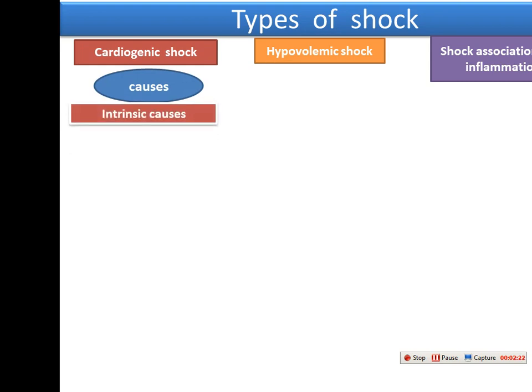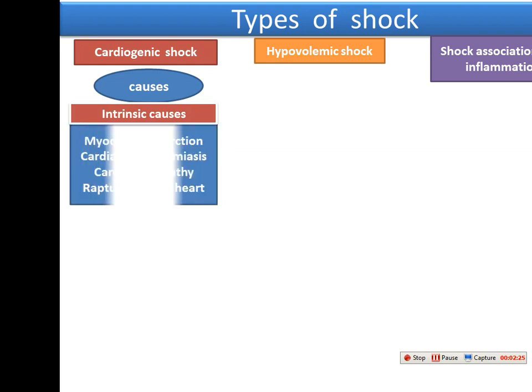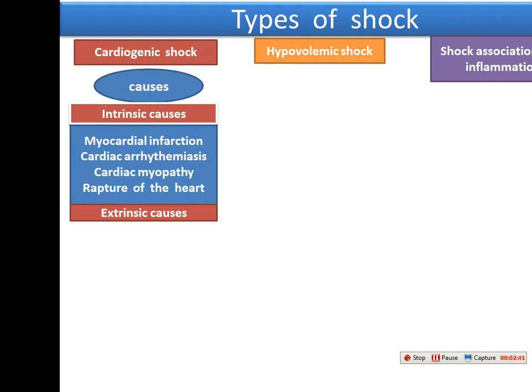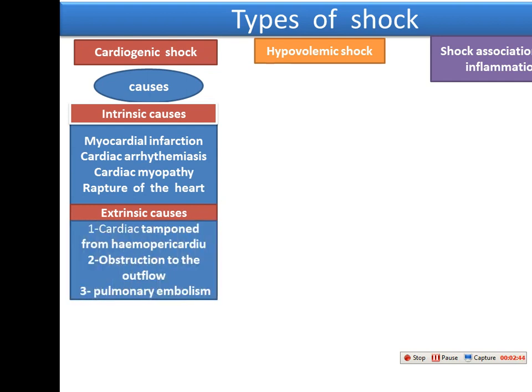Now, cardiogenic shock has many causes. Maybe we have intrinsic causes in the heart itself, such as myocardial infarction, cardiac arrhythmias, cardiomyopathy, or sometimes rupture of the heart. And sometimes we have extrinsic causes, from outside the heart. This may be cardiac tamponade, where fluid compresses the heart, or obstruction to outflow, which also reduces cardiac output and may lead to hypotension and shock.